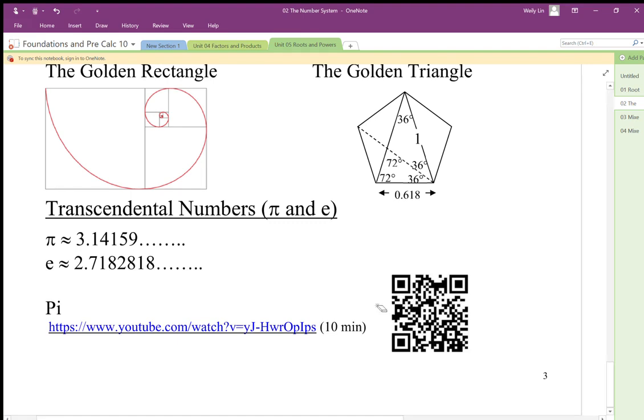So I want you to watch this video on pi, and it just gives you a little bit more appreciation for what pi is, and the fact that it is this weird number that always just pops up everywhere around us. Pi just seems to be popping up, and it's a number that we would never really be able to find if we actually went looking for it.